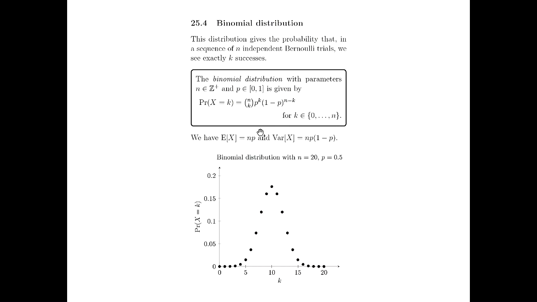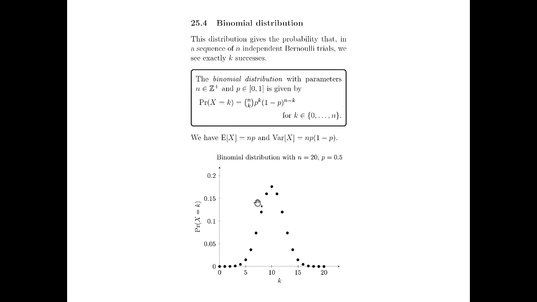We expect overall np successes, which perhaps makes a bit of sense. You know, if you're rolling a dice 60 times and you're interested in the number of times you roll a 6, it's about 1/6 times 60 is 10, sort of makes sense. Turns out the variance is this.